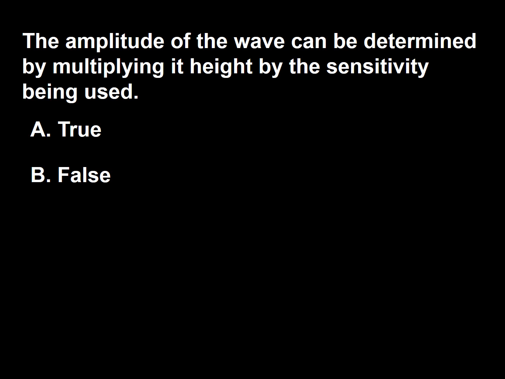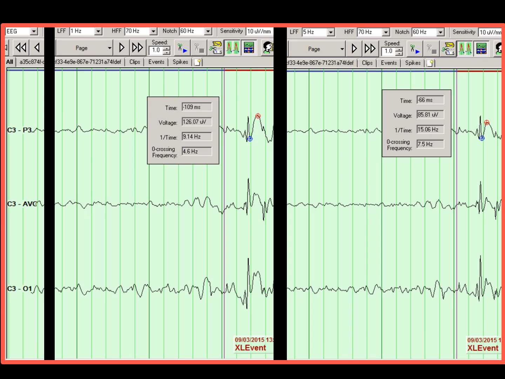Next question. The amplitude of a wave can be determined by multiplying its height by the sensitivity being used. A, true, B, false. Currently, the voltage of a wave can be determined by simply placing the cursor at the location that we desire to measure, and it will be indicated in a rectangular box.